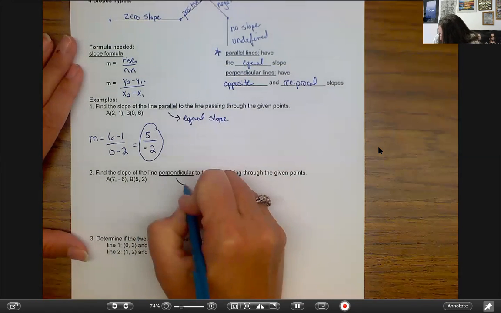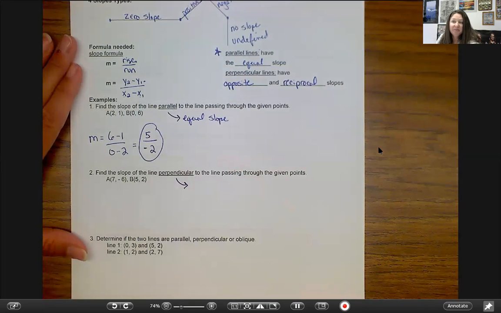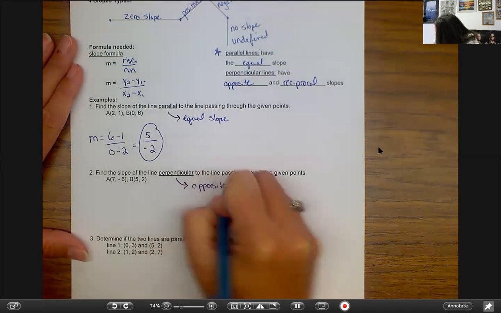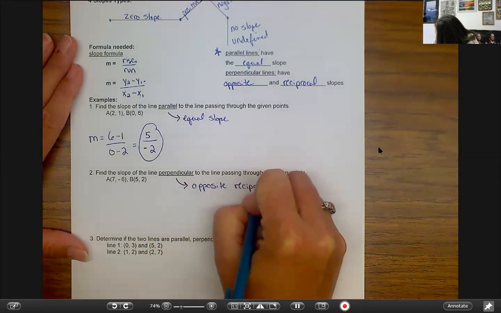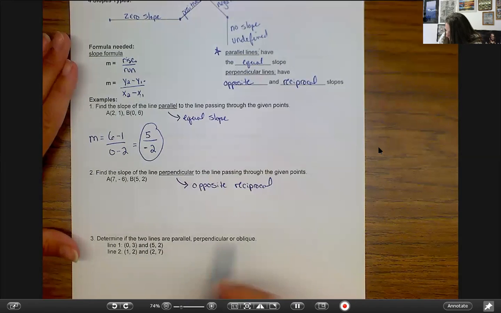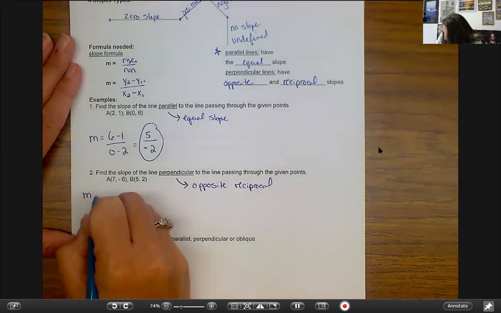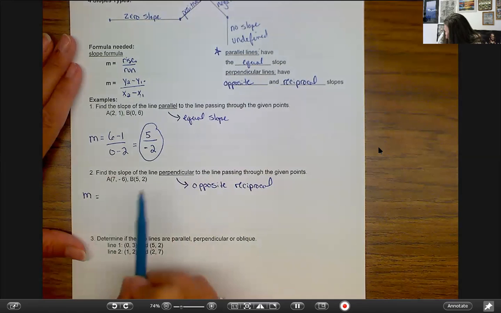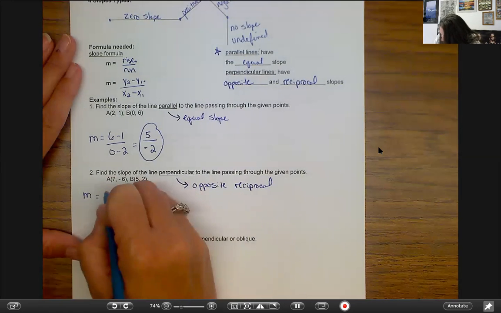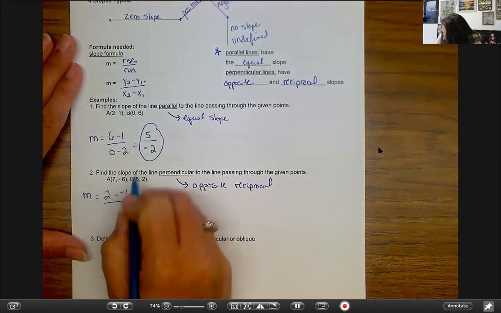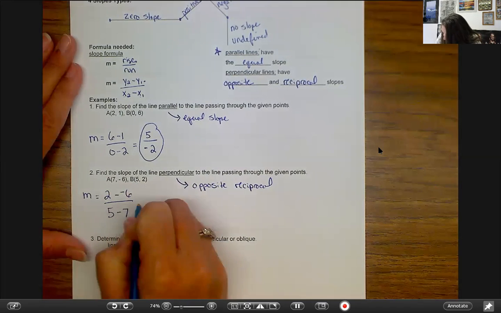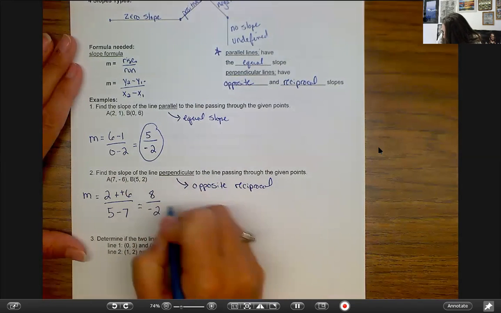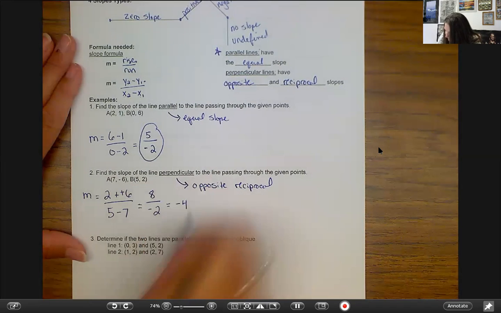However, when I want to create a line perpendicular to a line, we're going to need the opposite reciprocal for the slope. So I'd want to calculate what this slope is going to be on that given line first. We would subtract our y coordinates, so 2 minus negative 6 over 5 minus 7. So we get 8 over negative 2, which reduces to negative 4.